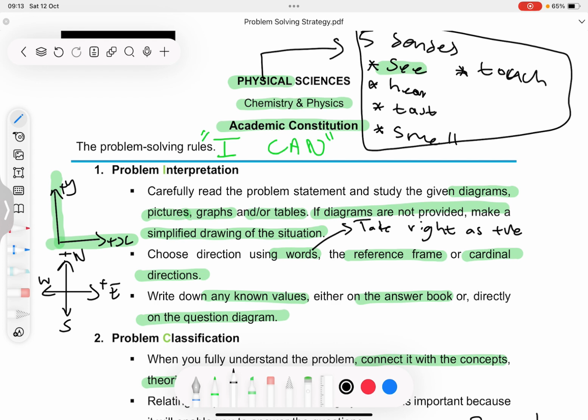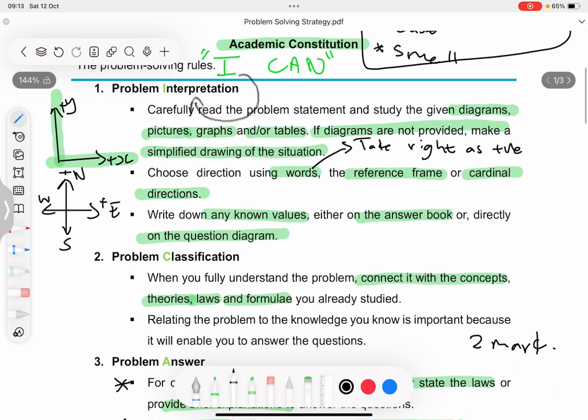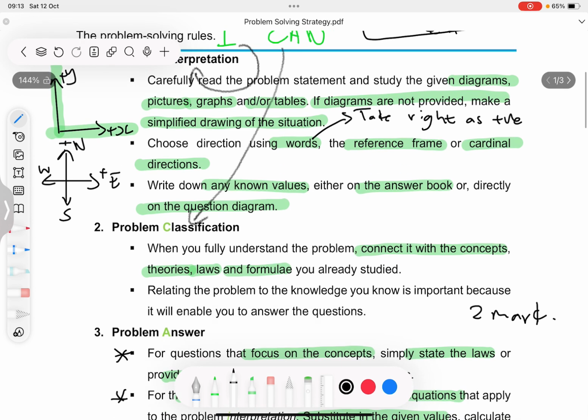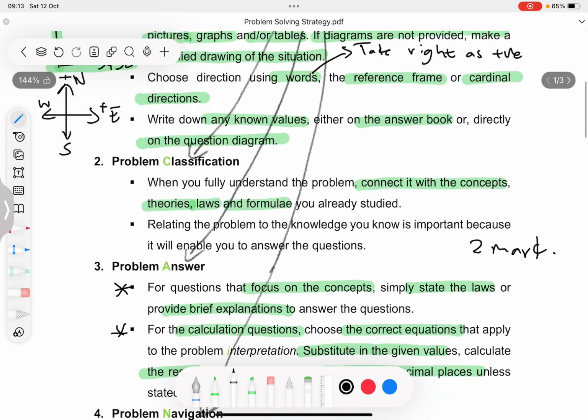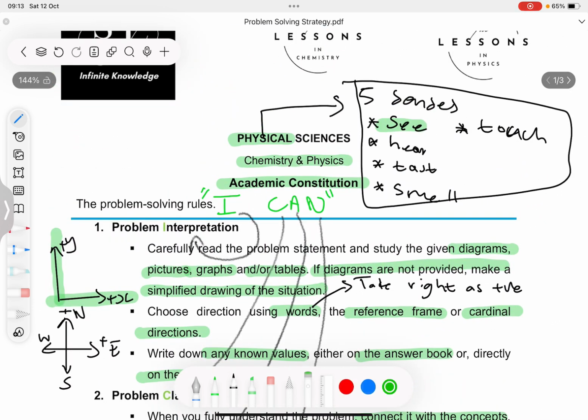Now, this constitution says I can. The I is for interpretation. The C is for classification. The A is for the answer. And the N is for the problem navigation. So it's a belief, a mental belief that I'd like you to adopt to say, I can solve the problem. That's a mnemonic that you need to memorize or have in your mind. Very easy to remember when you solve problems, to say, I can solve the problem.